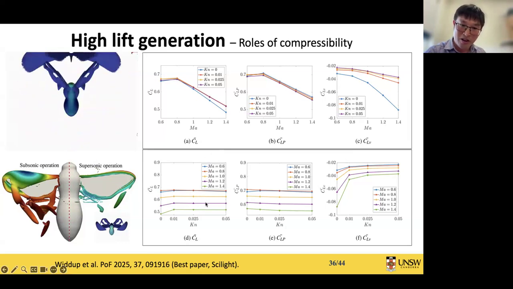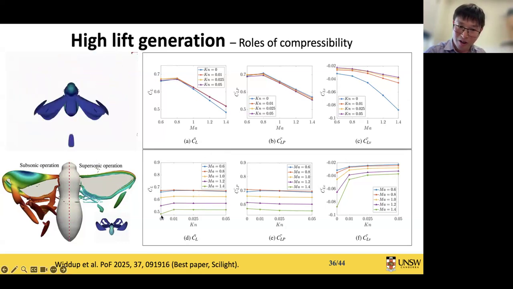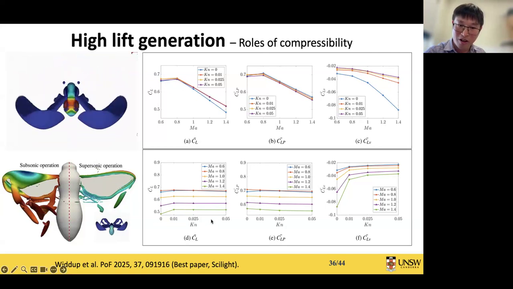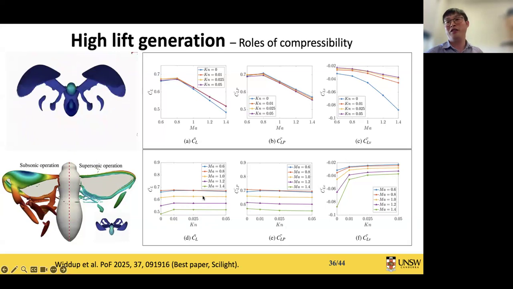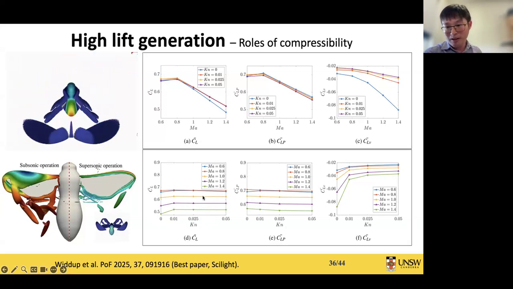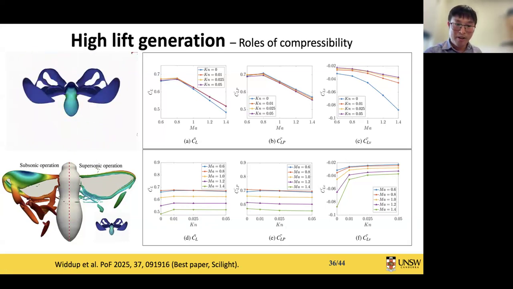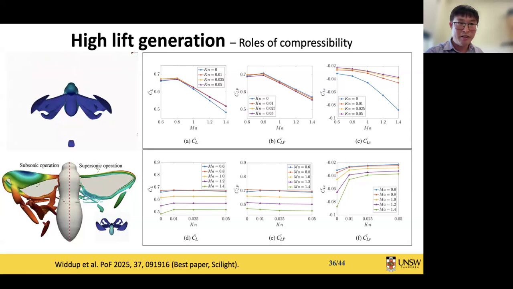Okay, so if we look at this and we increase that Knudsen number, the total lift increases a little bit. Okay, not much, but a little bit. That's the full insect, right?